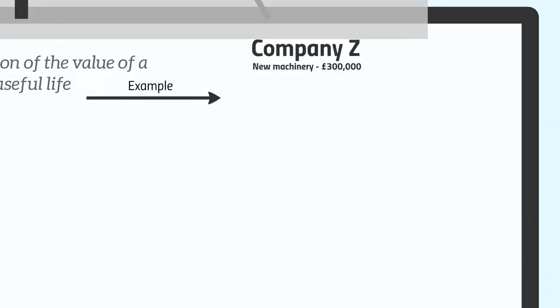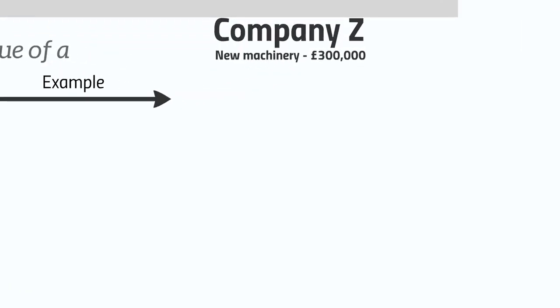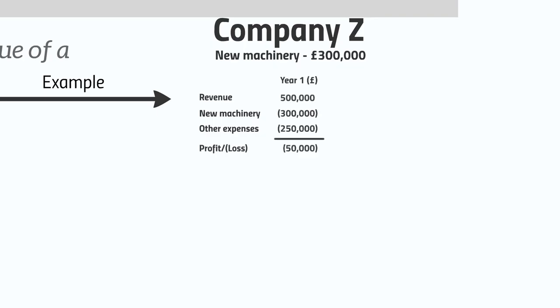this to non-current assets. So we have our example, Company Z, and they buy some new machinery and it costs £300,000 to buy the new machinery. So let's take a look at the impact of that on their financial statement. So these are the lines that are going to be affected.